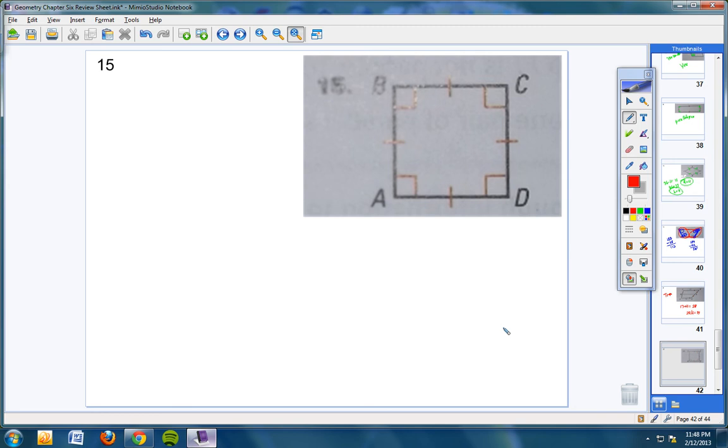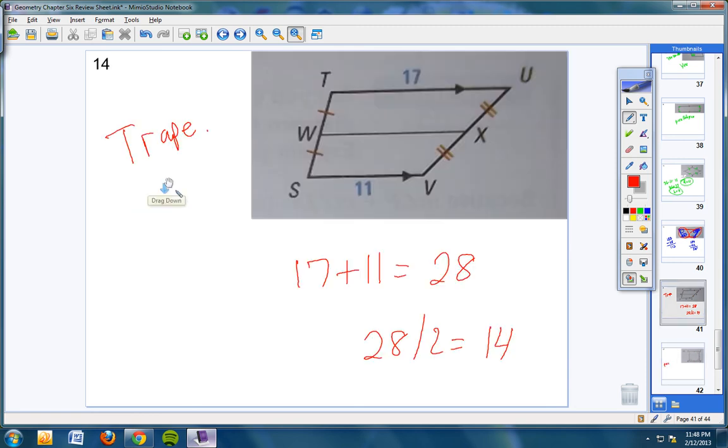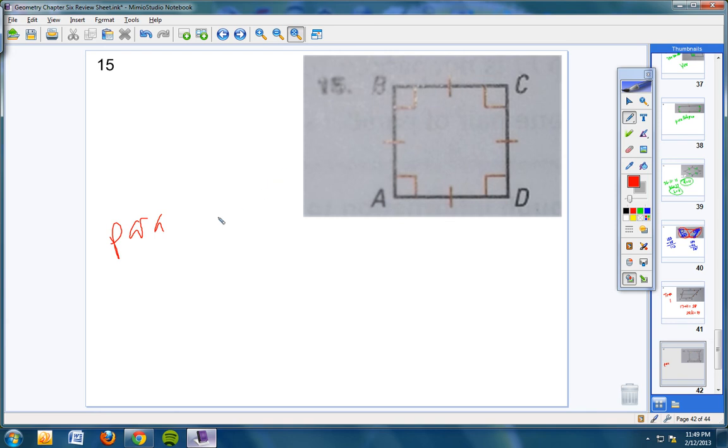Determine whether the quadrilateral is a trapezoid, parallelogram, rectangle, rhombus, or square. I'm going to list everything. First of all, we know the opposite sides are congruent, both sets, and the opposite angles. So we know for sure we have a parallelogram. So that's a given. Okay, I'm going to abbreviate.